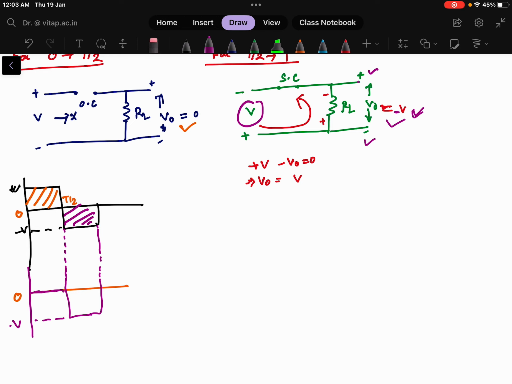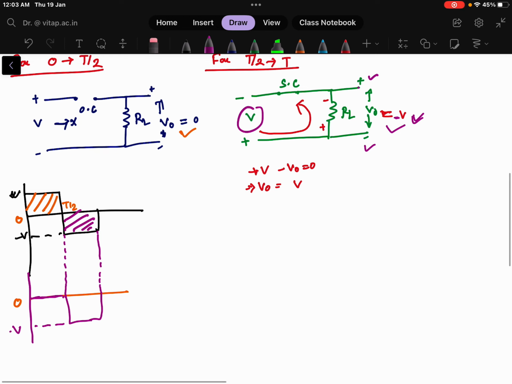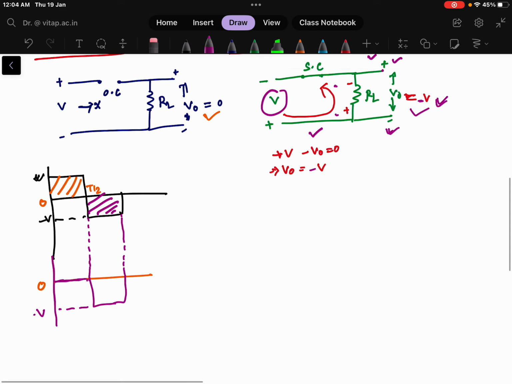Okay, so I am clarifying again. While putting the KVL, this equation is correct, but while measuring the output voltage, we have taken the reference that this is positive and this is negative, while in applying the KVL the positive and negative signs are opposite. That's why V0 will be minus V, not plus V. So here it will be minus V.